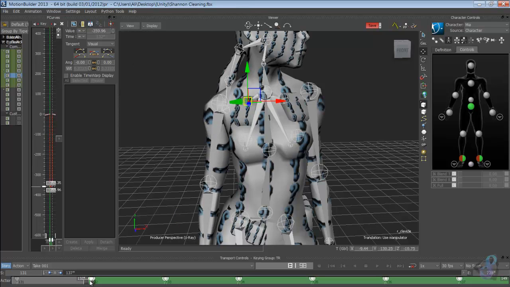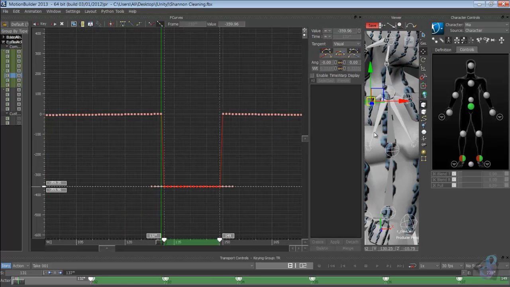Again, even this keyframe is okay. So what's the deal here? You will understand it when you look at F curves.